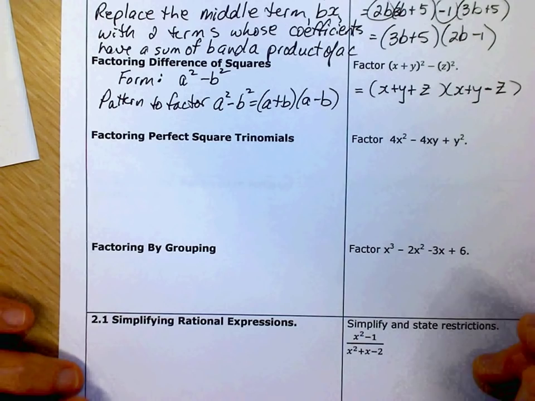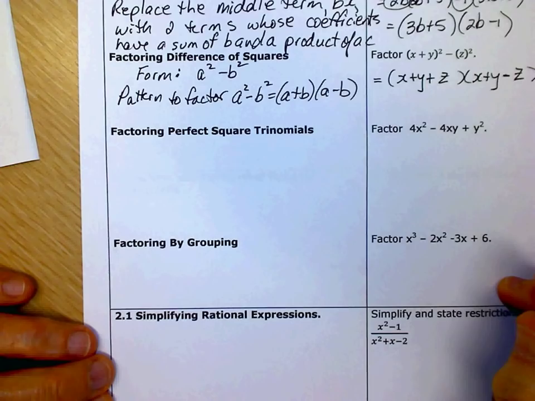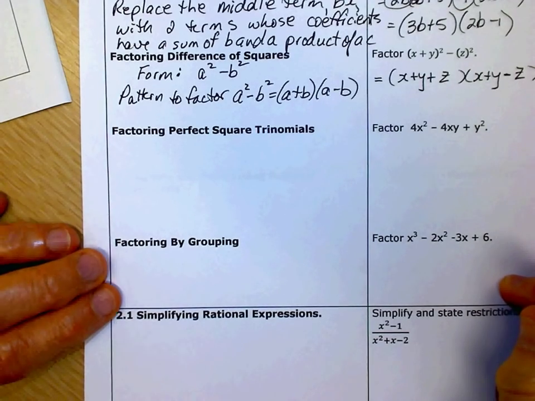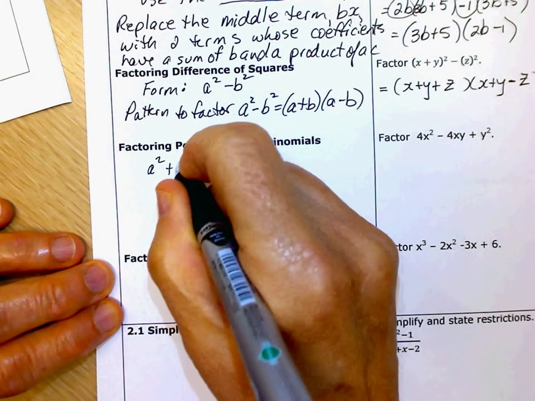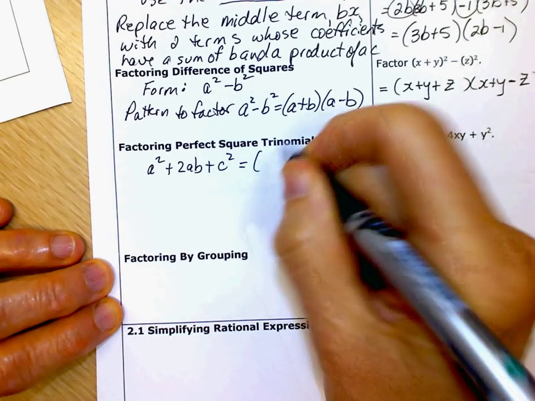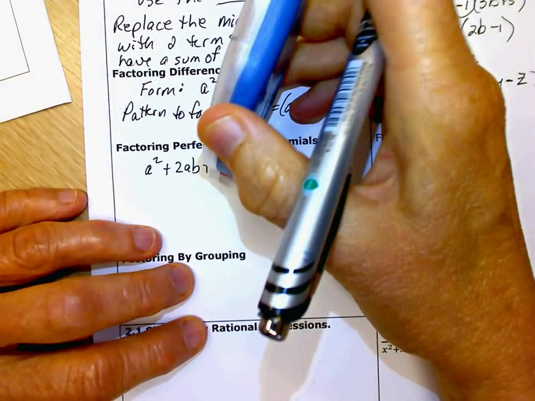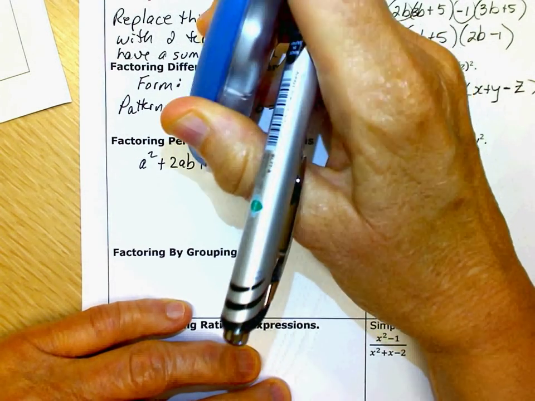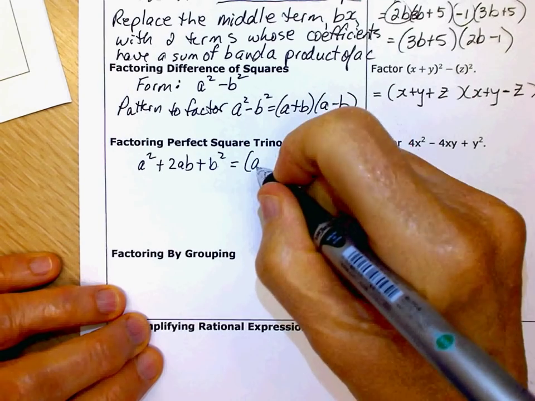Factoring perfect square trinomials. Okay. Now, a perfect square trinomial has this form: a squared plus 2ab plus b squared. Sorry, that should be b squared. Let me just correct that. That equals a plus b, squared.